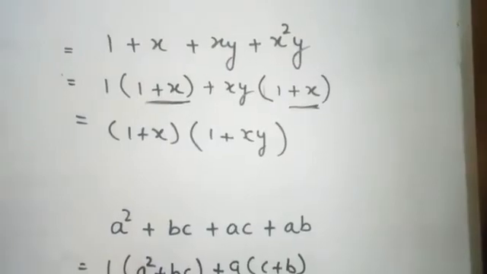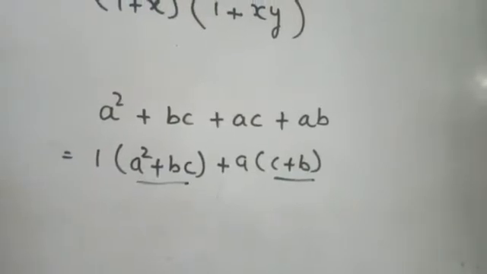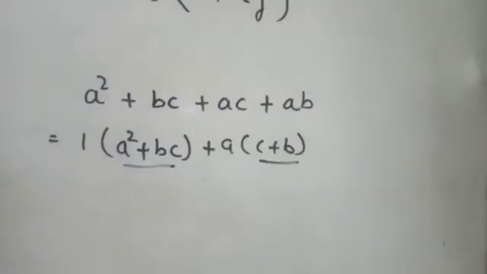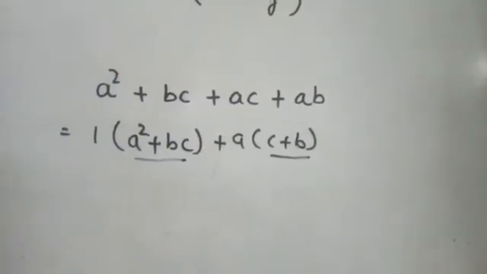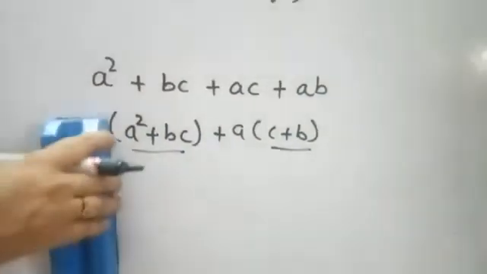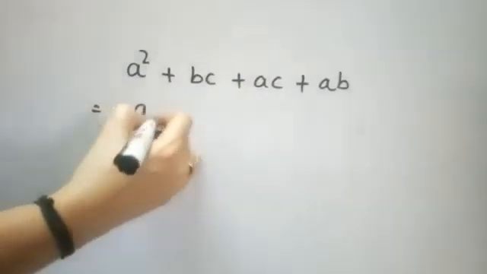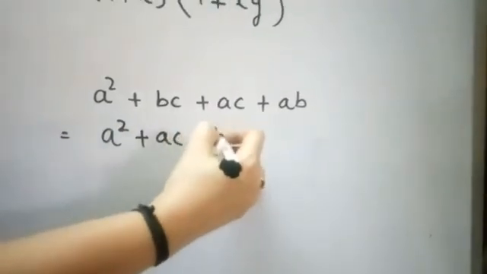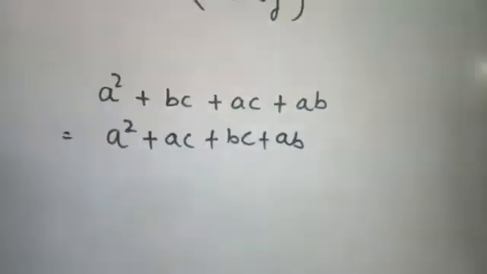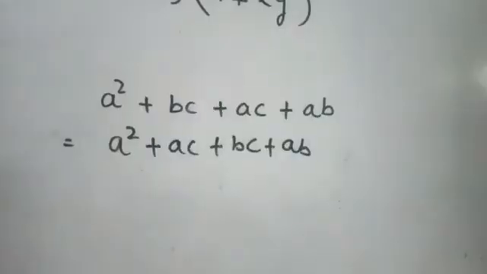But in this question, these two binomials are not the same. It means the factorization is not done, because you are not getting any common factor from these terms. So now what to do? If I did this grouping, after taking out common, the two binomials are not the same. We can change the grouping of the terms. Like I am changing to a square plus ac, bc plus ab. It is your wish; you can combine the first term with the fourth and the second with the third. Why are we changing the grouping? Just to make the common factor.